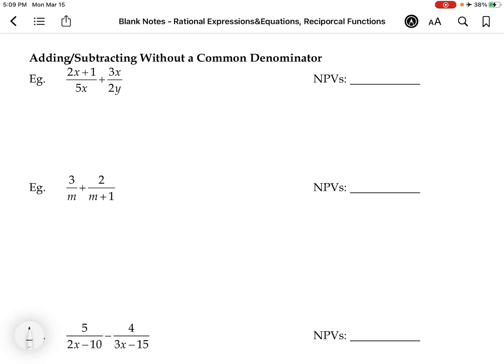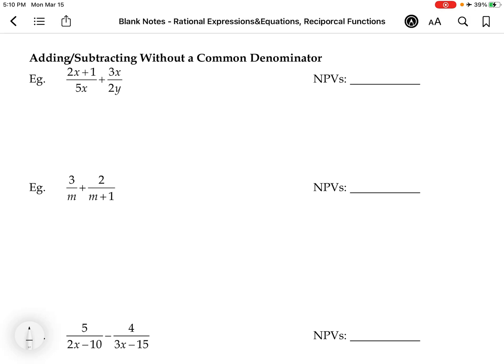Now, if you look at the factors in the denominator, I've got a 5 times an x times a 2 times a y. Those are all completely broken down and factored. I can't break them down any further. On top of that, there is nothing shared between the 5x and the 2y. Everything there is different. There's no overlap between any of those factors.